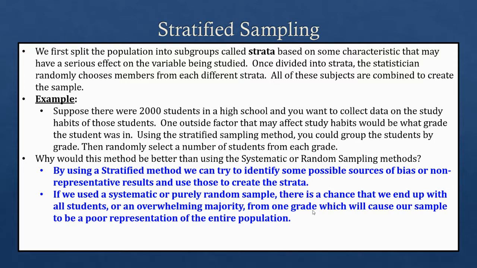So if I got all freshmen, odds are they're not going to have great study habits. And if I use that to represent everybody in the school, now I would say all 2,000 kids have bad study habits. And that might not be true. It might just be true about the freshmen that we sampled. So that's stratified. Again, it's a much better sampling technique, but it's a little harder, more time consuming to set up. And then our last one, cluster sampling.